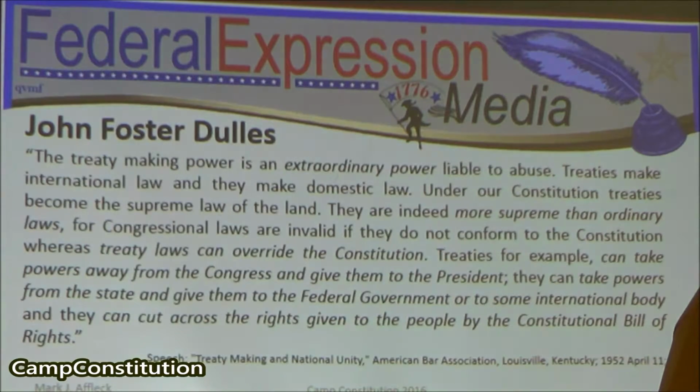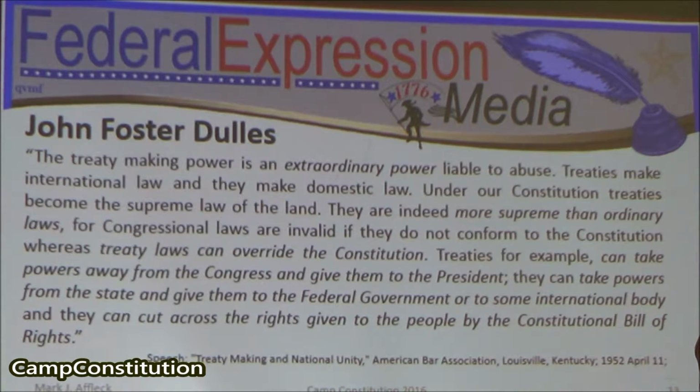All right, so why are we talking about him? Here's his quotes. He delivered a speech in front of the American Bar Association chapter in Louisville, Kentucky in 1952. Okay? When he was in that meeting, he made the following statement.